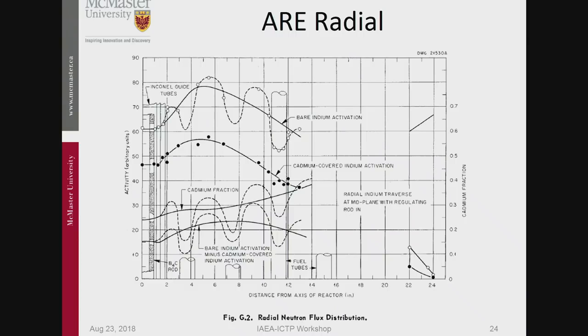There's the fuel tubes, and then here you get a reflector, so they have a few more activation measurements out here. And then here again, the bare, the cadmium covered, and then they take the difference between them. So the bare is actually like that, but you average it out like this, more or less.